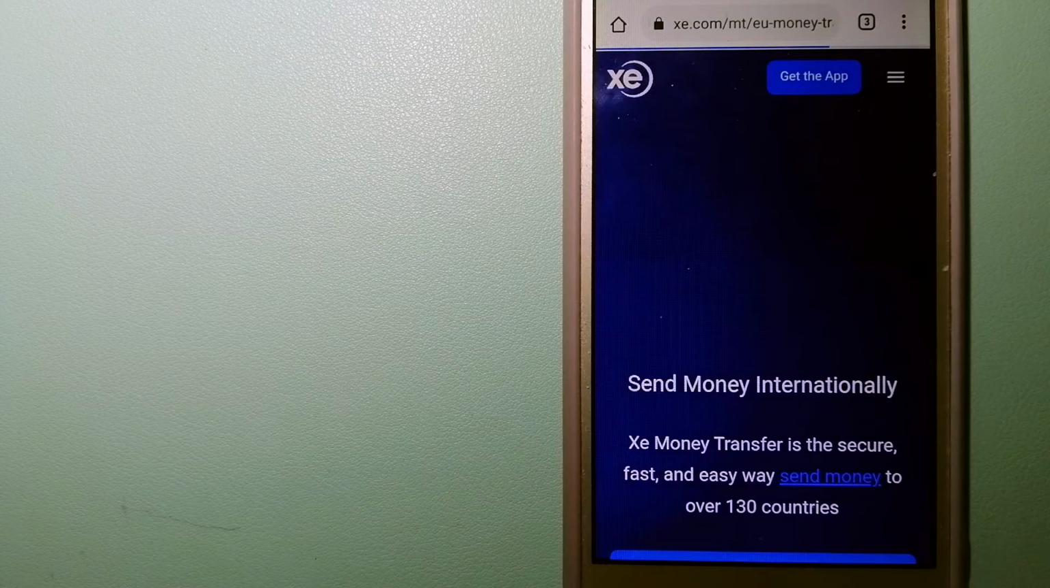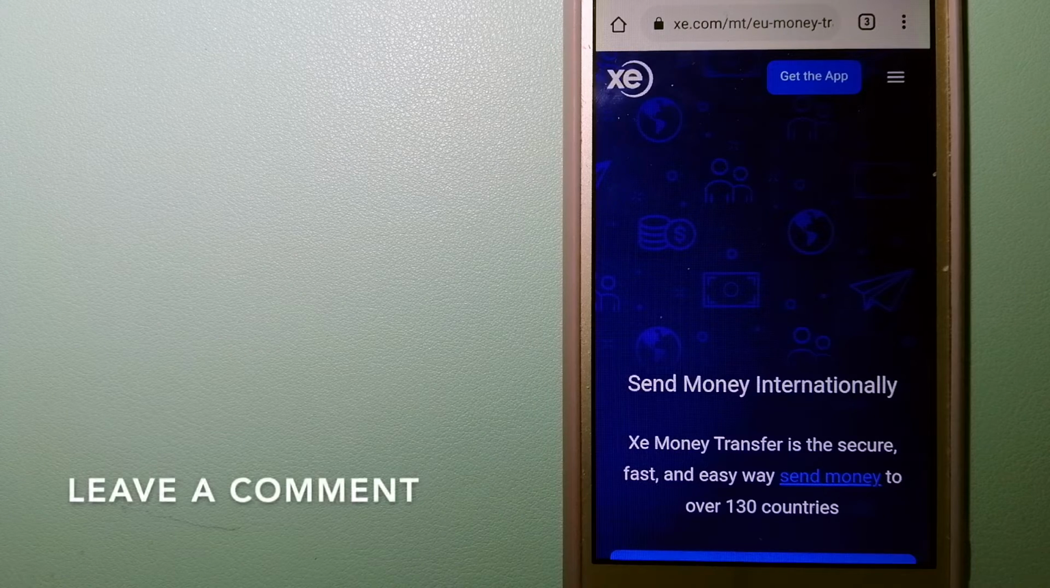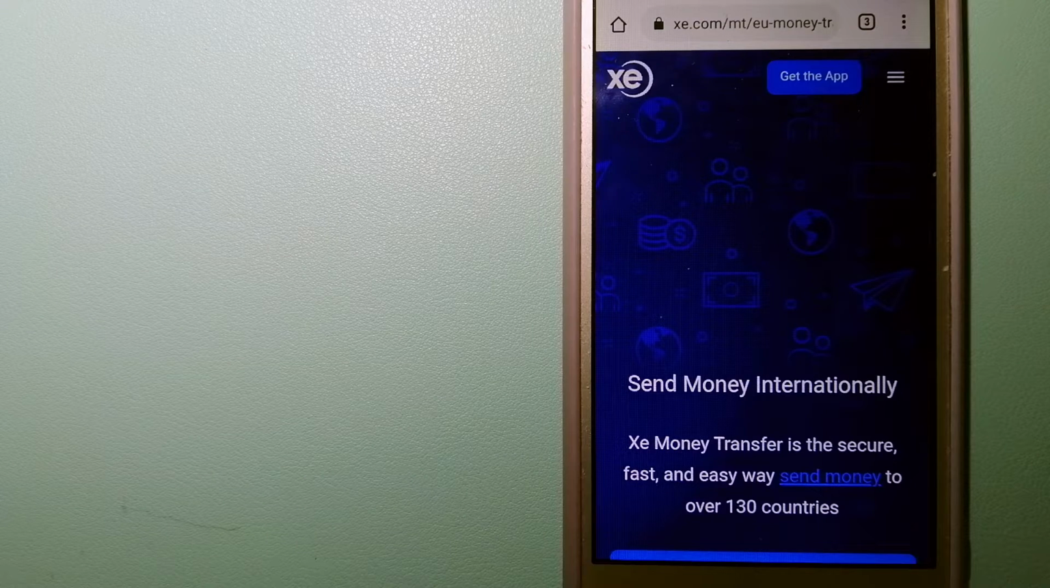The second option is the XE Money Transfer. This is an online money transfer company that offers a cheaper and faster way to send money internationally. As a trusted and seasoned name in foreign exchange, they could be a good option for your international money transfer.